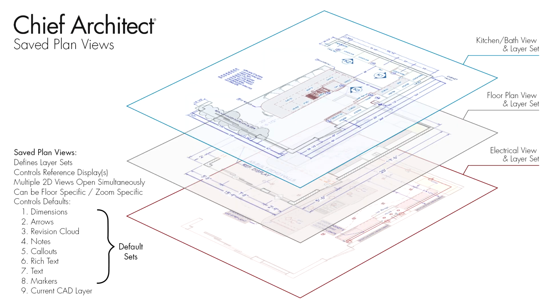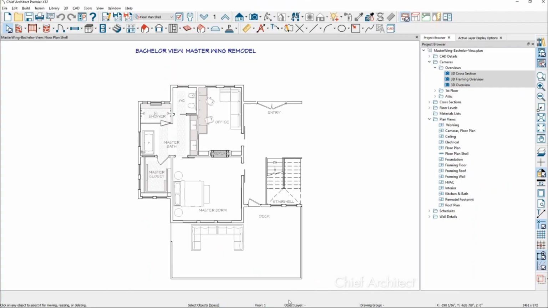What I want to do is let's back up and look at each one of these things inside the program. I'm going to switch over and open up the program. I have a sample plan that's currently open. Let's begin with what it means to have multiple views open simultaneously. Most of you may be familiar.